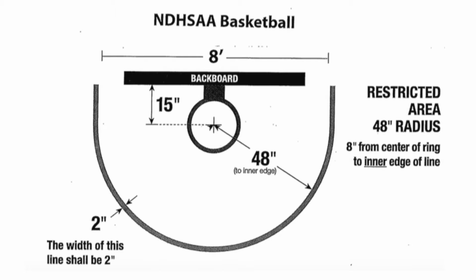A secondary defender cannot establish initial legal guarding position in the restricted area for the purpose of drawing a player control foul, or charge, when defending a player who is in control of the ball, i.e. dribbling or shooting, or who has released the ball for a pass or a try. When illegal contact occurs within the restricted area, such contact shall be called a blocking foul, unless the contact is a flagrant foul.